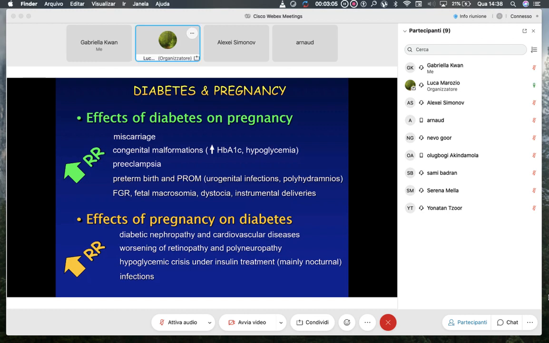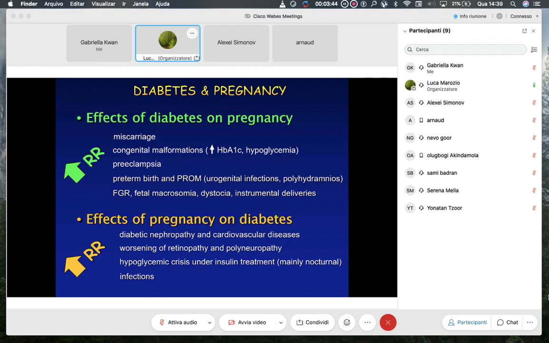Diabetes in pregnancy increases the risk of fetal growth restriction. On the other hand, fetal macrosomia, dystocia, which means problems during labor and delivery, often requiring instrumental deliveries such as cesarean sections or instrumental delivery with forceps or vacuum extractor and so on. But there are effects of pregnancy on diabetes.